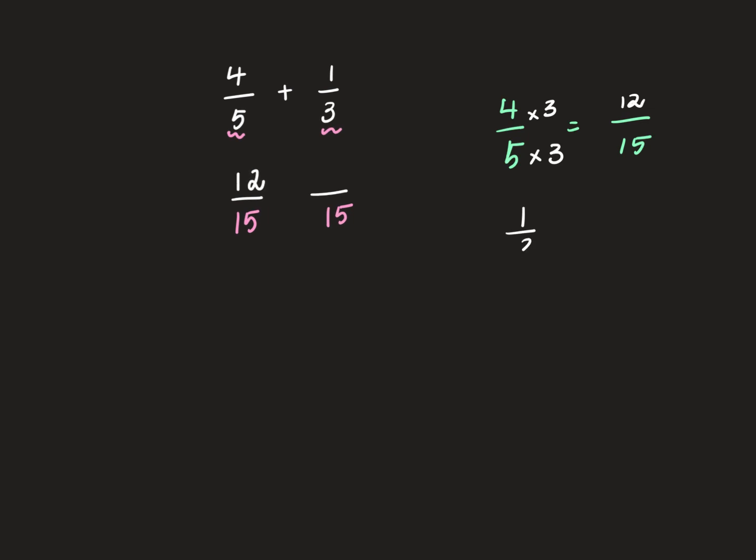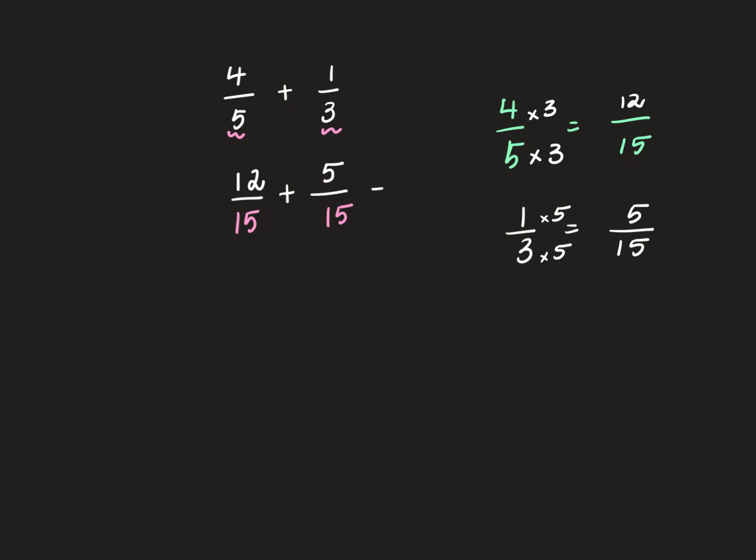Now I say 1/3 is how many 15ths? Well, 3 times 5 is 15. I've multiplied the bottom by 5, so I have to multiply the top by 5 as well. 1 times 5 is 5. So 1/3 is equal to 5/15. Now, can you see here what I've got? I've got 12/15 plus 5/15.